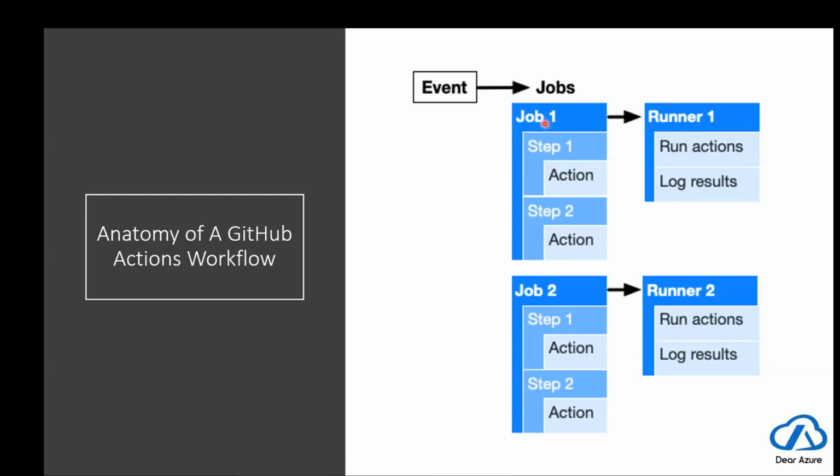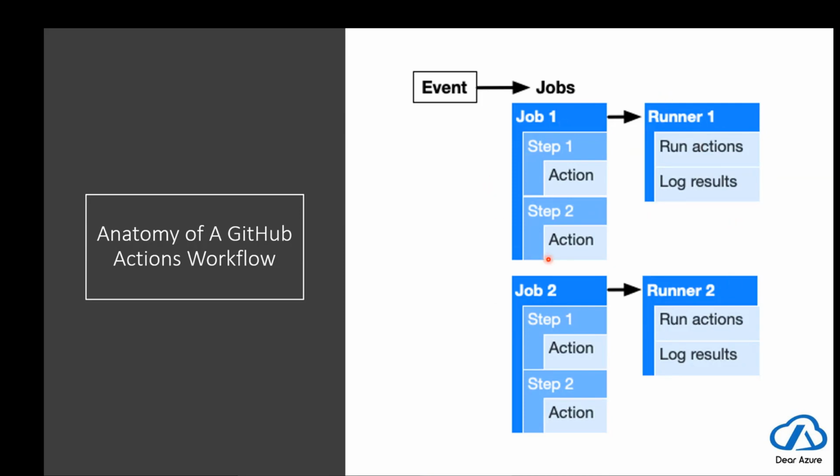Now, one particular job always runs on one runner. Consider a runner basically as a VM, wherein the code will be pulled and the necessary steps that we have defined in our job are executed there. So each job gets its own runner. For example, if there are two jobs in our workflow, job one will be run on runner one, and job two will be run on runner two.